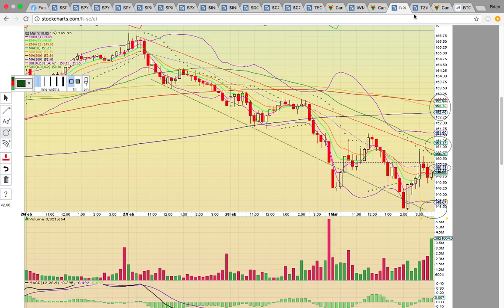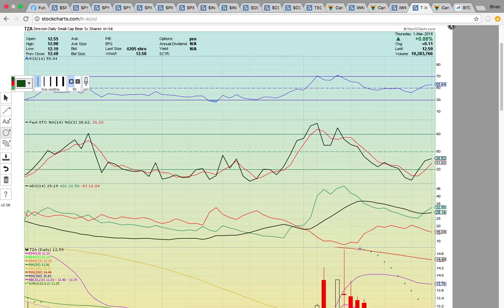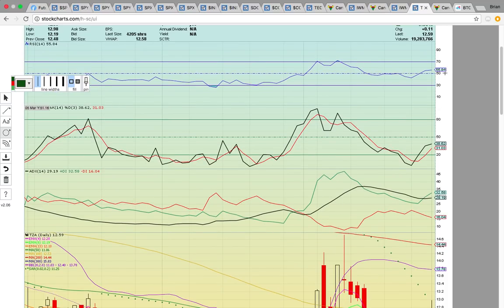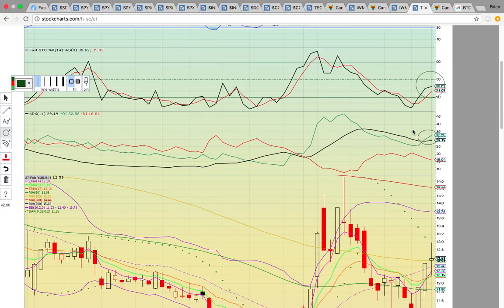Okay, and so if we look at TZA, that's a way to play the small caps if they're under pressure. This is the Direxion Daily Small Cap Bear 3X, and you can see how it's heating up while the Russell 2000 is cooling down. It's in the bull zone, at 55. Our FASTO is now above 20. That's RSI, and so you have the bullish crossover here, the green line crossing over the black line.